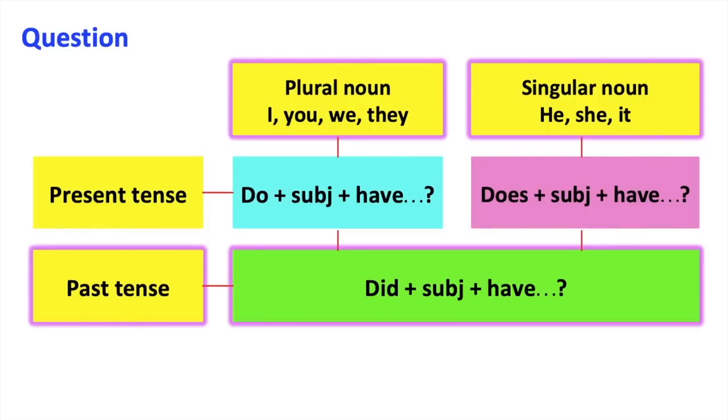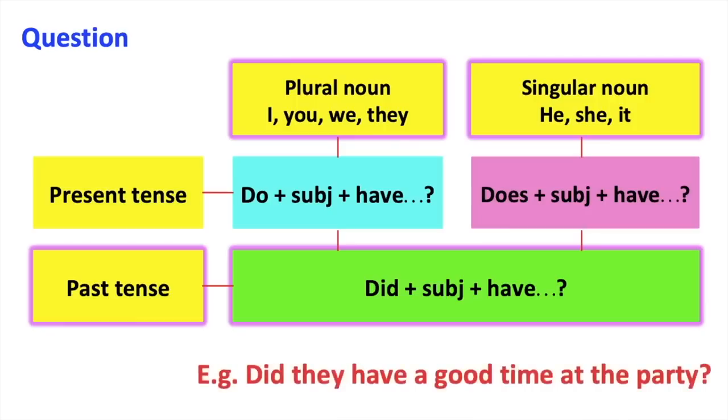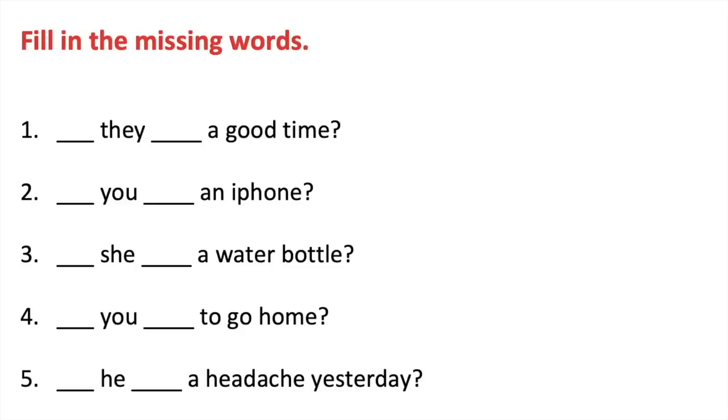Lastly, for all subjects in the past tense, we use the structure did plus the subject plus have. For example, did they have a good time at the party? Again, test your knowledge by filling in the missing words.